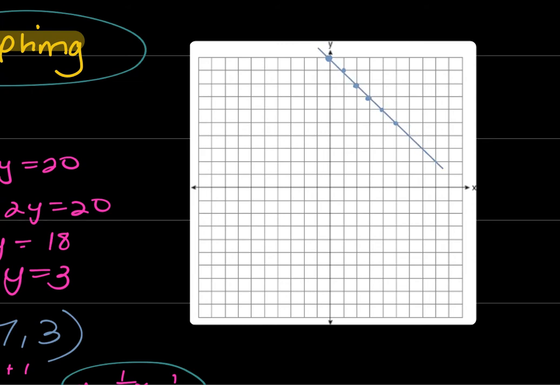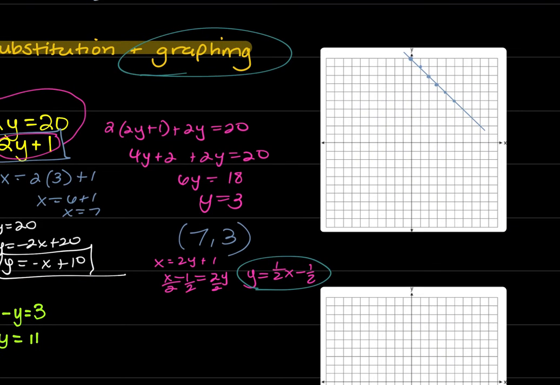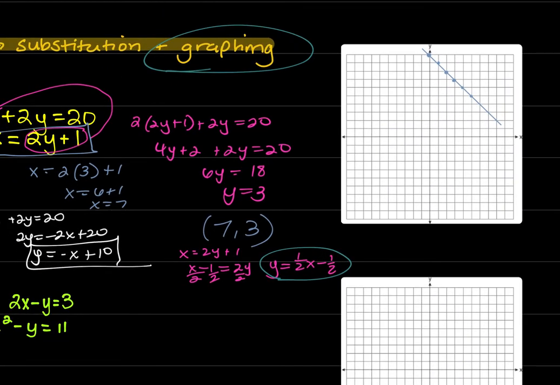Wait, I thought that the line for this one was 3. Oh, wait, what? I'm graphing y equals negative x plus 10. Oh, right, it's 2 systems.